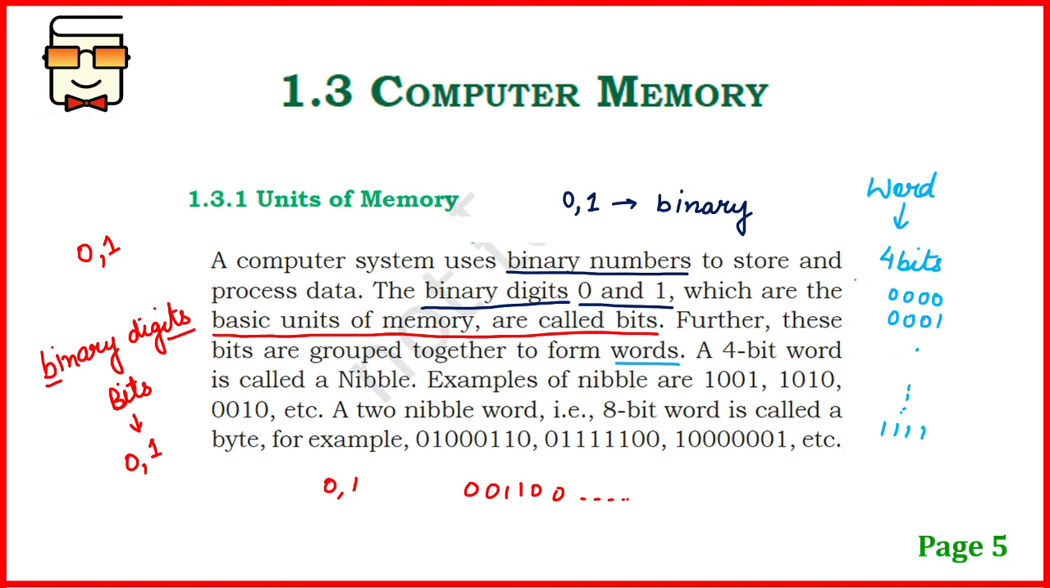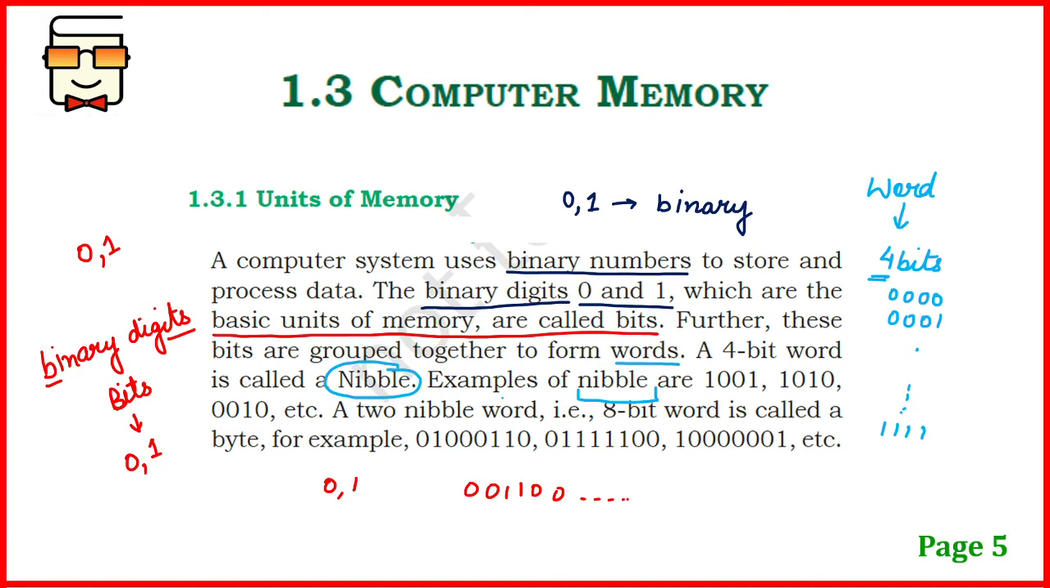So a word, that means a group of bits that comprises 4 bits, is known as a nibble. Okay, this is the smallest word, not the smallest unit. Smallest unit is the bit. The smallest word is known as a nibble, which consists of 4 bits.